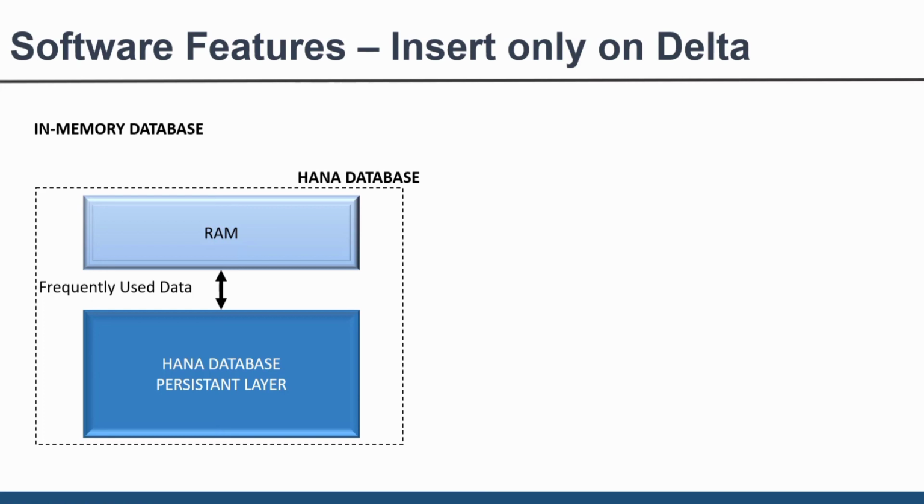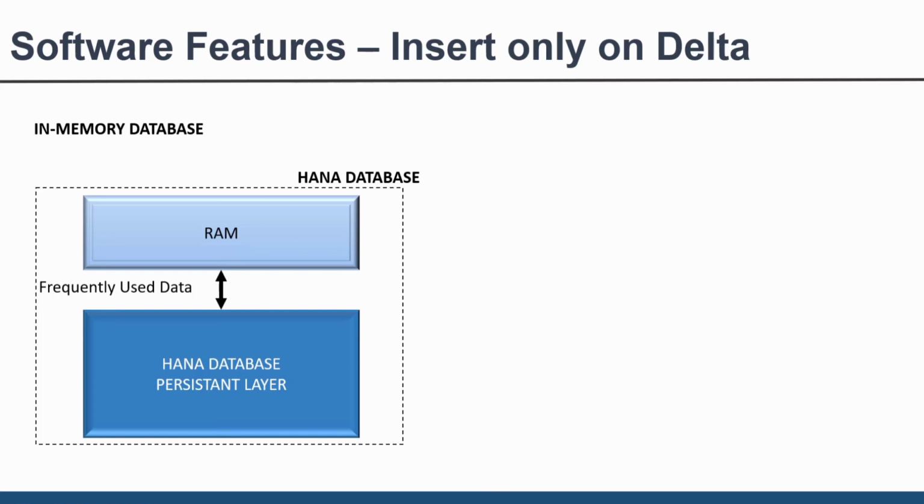Obviously all these things happen at the back end. The user doesn't get any idea what is happening at the back end. But the idea is whenever any user starts working on HANA system, the system analyzes which data the user is accessing frequently and that frequently used data gets loaded into RAM, and next time when the user asks for the same data, the data is picked up from the RAM instead of the persistent layer. This concept is called an in-memory database.